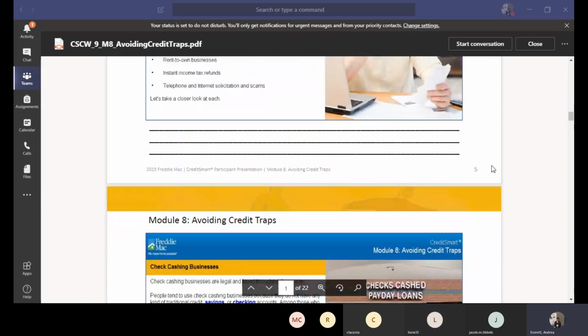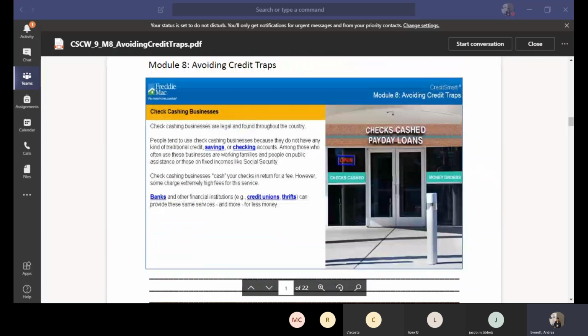Okay. So moving on, the check cashing businesses. Check cashing businesses are legal and found throughout the country. People use check cashing businesses because they do not have any kind of traditional credit, savings, or checking accounts. And check cashing businesses cash your checks in return for a fee. However, some charge extremely high fees for this service, like we've been talking about, and banks and other financial institutions, such as thrifts and credit unions, can provide these same services and more for less money. Okay.